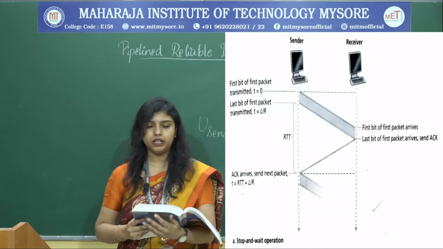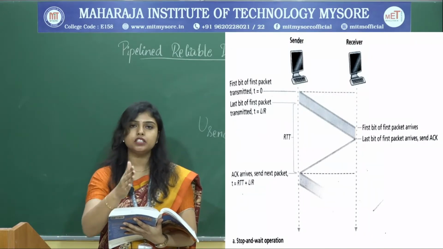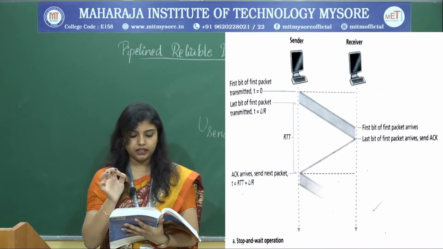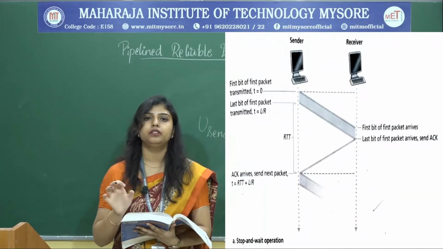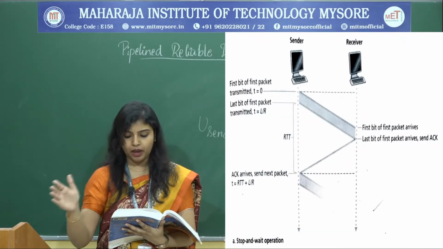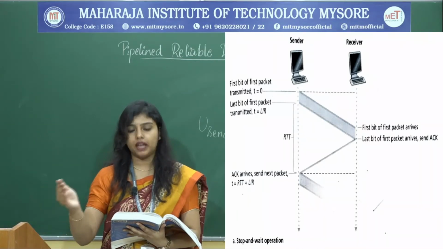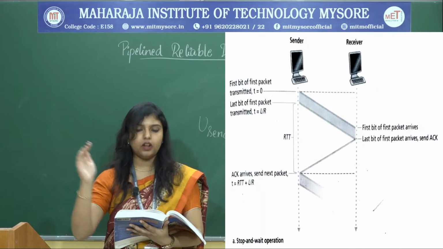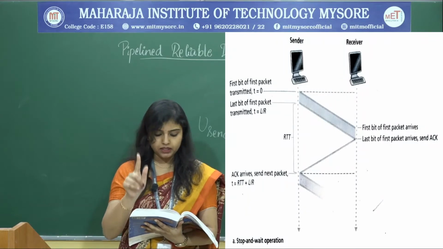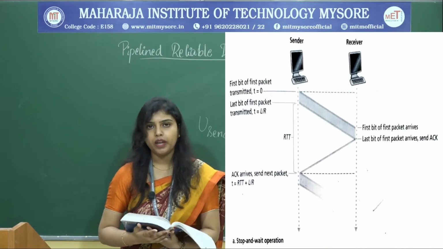As you could see in the diagram, from the sender to the receiver, the first bit of the first packet is sent from t equals 0, and it takes L by R time to send the entire packet. Then, after receiving the last bit of the packet at the receiver side, the acknowledgement is sent, and it is received at t equals RTT plus L by R. After receiving the acknowledgement only, it sends the second packet.